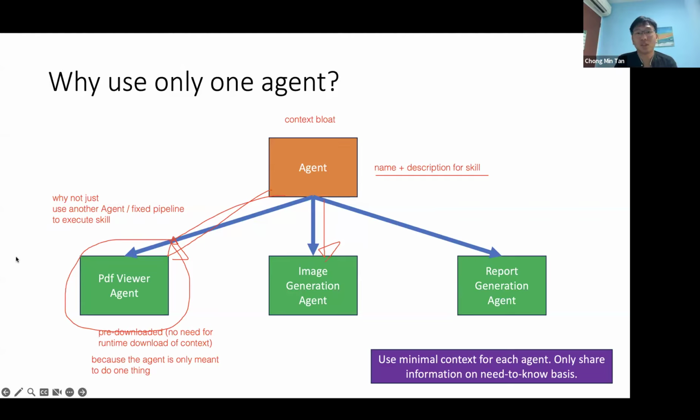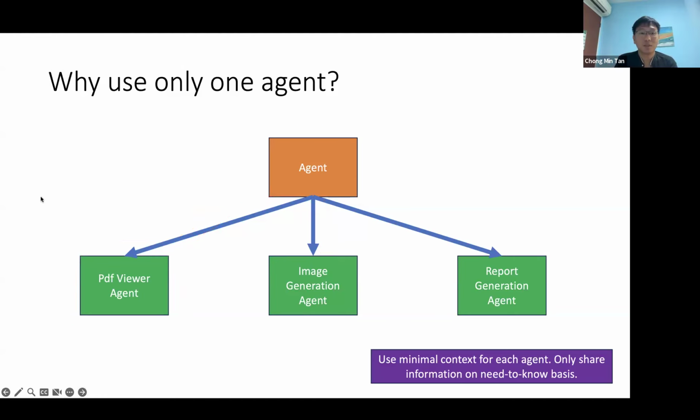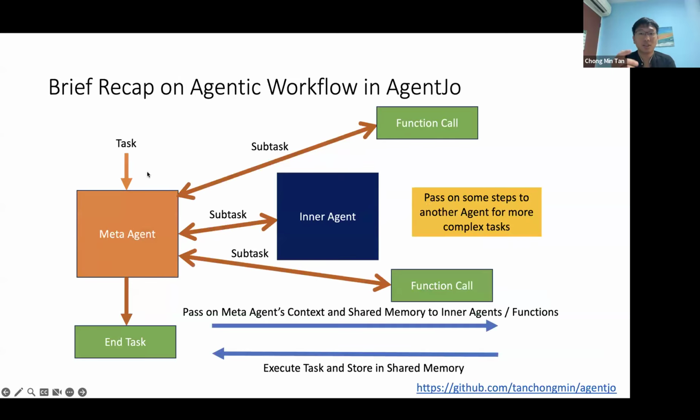So this is just one thought that I have. We can discuss this later. Let me just run through the rest first. So this is AgentJo. This is the framework that I've been working on in my last year of PhD. It started with TaskGen, and now the open source version is AgentJo.